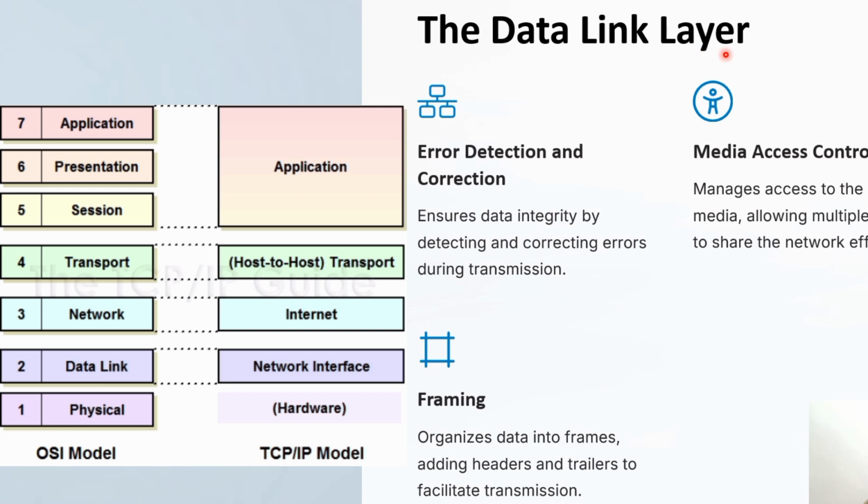The purpose of the data link layer is to detect and correct the errors. Then media access control, which allows multiple devices to share the network efficiently. Then framing: it organizes the data in the form of frames and adds a header and trailer to help the transmission of data over the network.